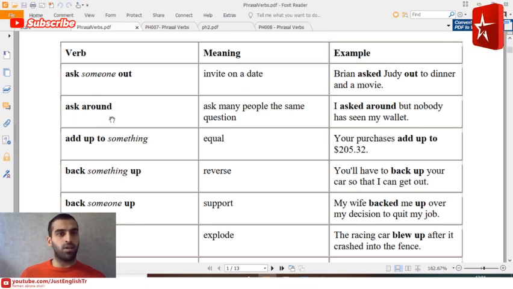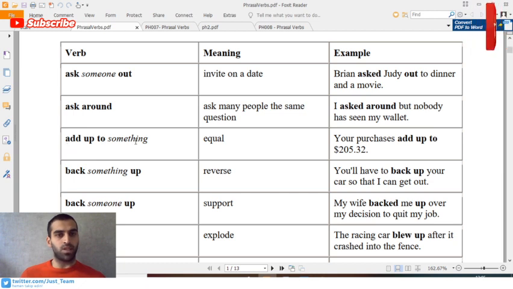The next one is ask around. Ask around. Ask many people the same question. I asked around, but nobody has seen my wallet. So I asked around, it means I asked many people, but none of them has seen my wallet. So the meaning of ask around is ask many people the same question.